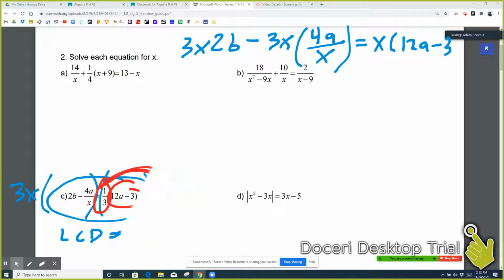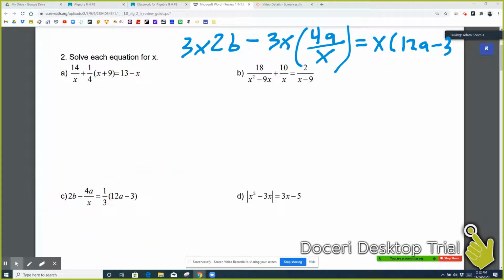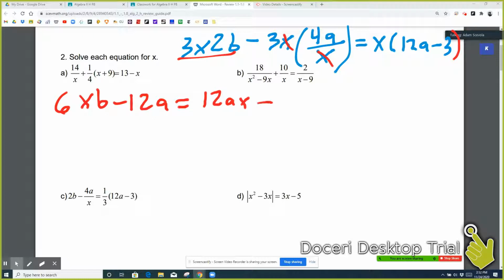All right, so now I'm going to simplify that a little bit. So now this becomes 6xb, that term right there. Here, these will cancel out, and I get negative 12a, equals, and then distribute the x, I get 12ax minus 3x. Okay, so just like any equation with fractions, the first thing I did was get rid of the denominators by multiplying everything by the least common multiple of the denominators.